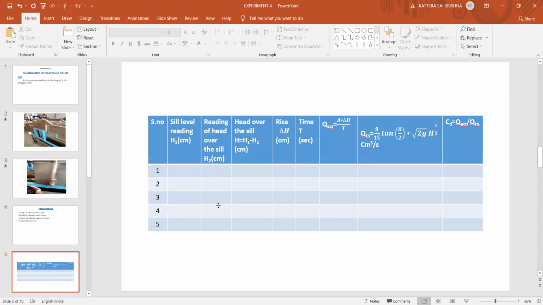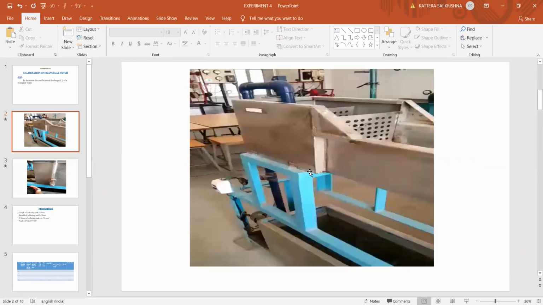These values are also calculated using the same pointer which is here. Just as we calculate the sill level water, after increasing the water level also, we just regulate the scale there, and the pointer again touches the top surface for finding the H2 values.